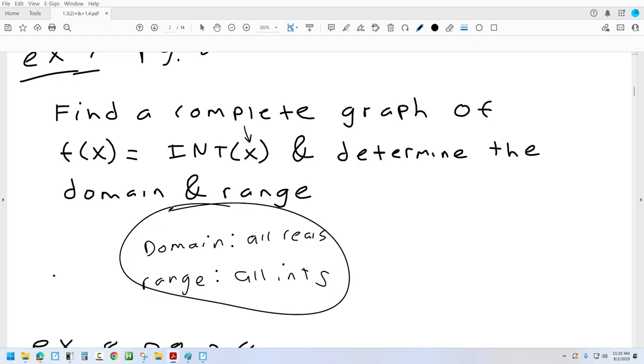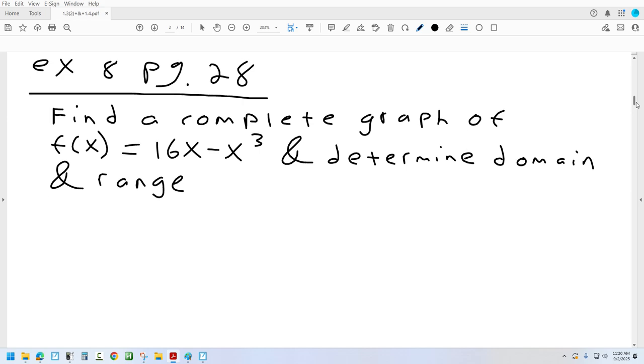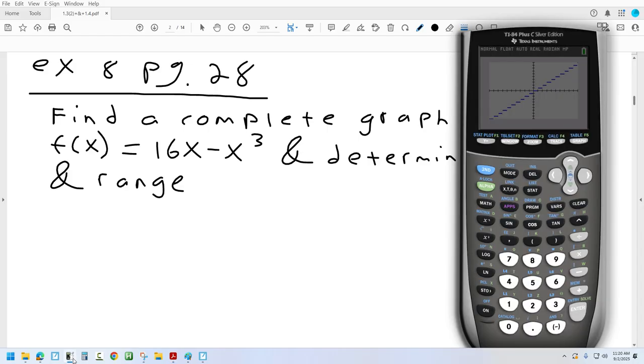That's just a special function, nothing particular about it. I just wanted to go through it. Let's look at this one. So, same as the last one, graph it and find the domain and range. 16x minus x cubed.